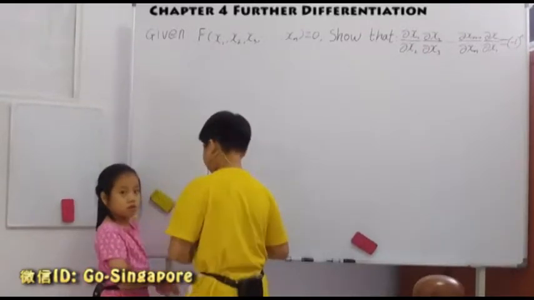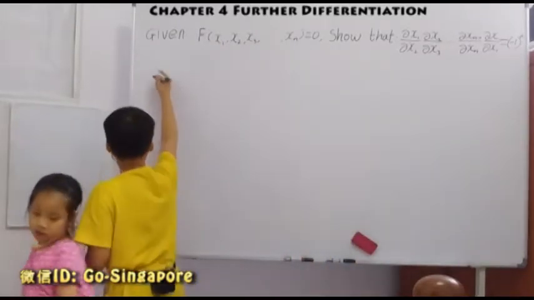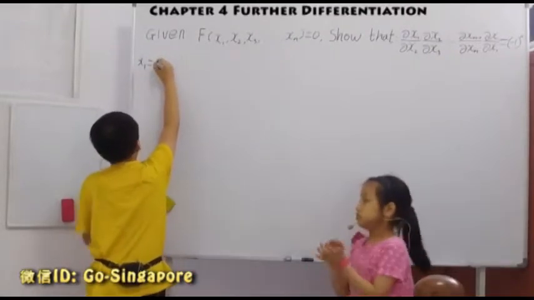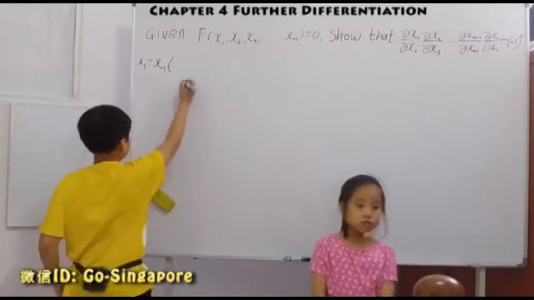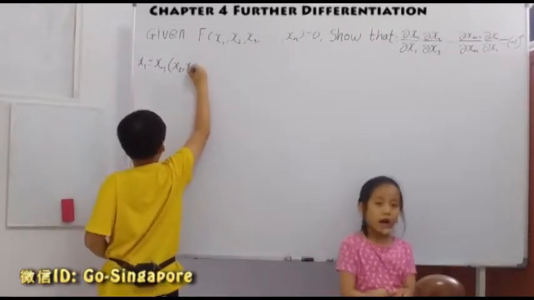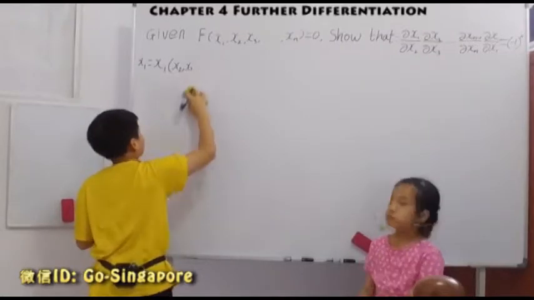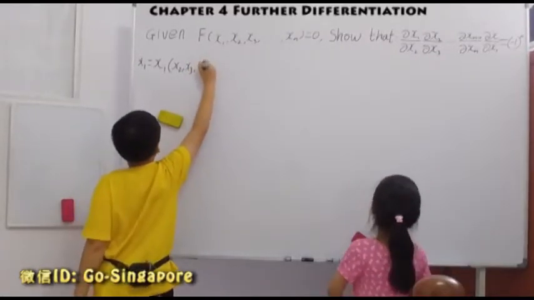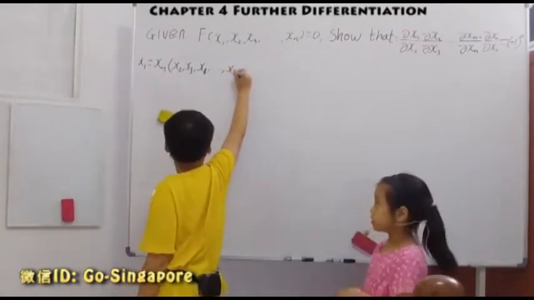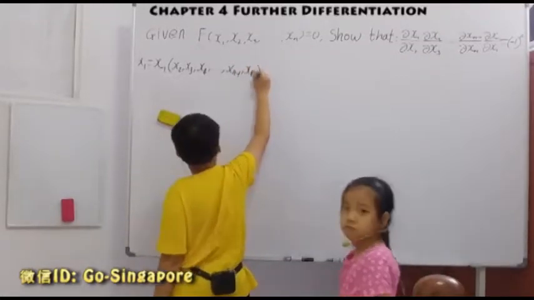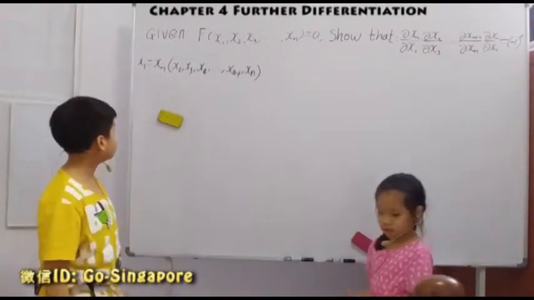For this, okay, let's just see the first one. x1 is a function of x2, x3, x4, x5, and so on, until xn minus 1, then xn. If we say minus 2, it's in front of here. Okay?